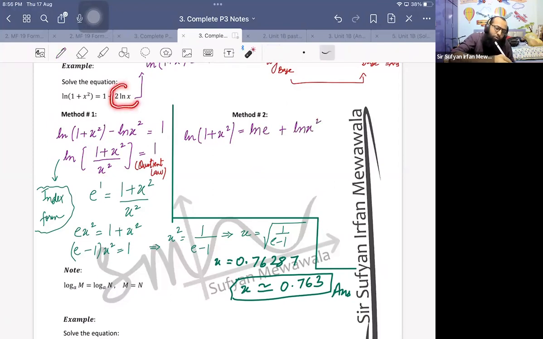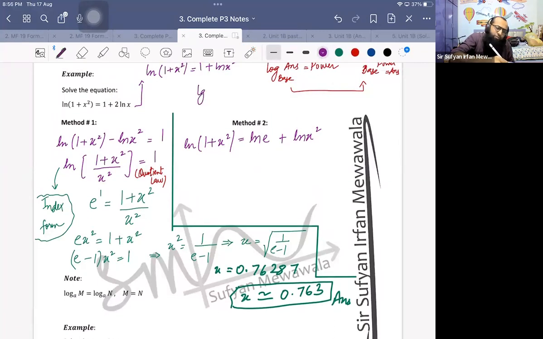Application of power law on 2 ln x: 2 ln x gets converted to ln x square. 1 gets converted to ln e, because we know that if there's lg throughout, then we are going to substitute lg10 in place of 1. lg10 is equal to 1. ln e is equal to 1. If there's log base 5 throughout, then in place of 1, we take log of 5 with a base of 5, because that will be equal to 1 in that case.